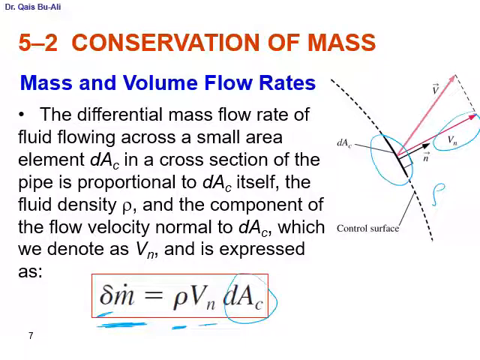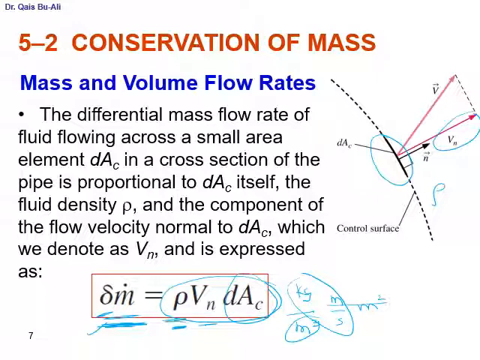You can check by just checking the units. Density is kilogram per meter cubed, Vn is meter per second, dAc is meter squared. So meter cubed cancels meter cubed, and I have kilogram per second, which is mass flow rate. So differential mass: density, normal velocity, differential area.